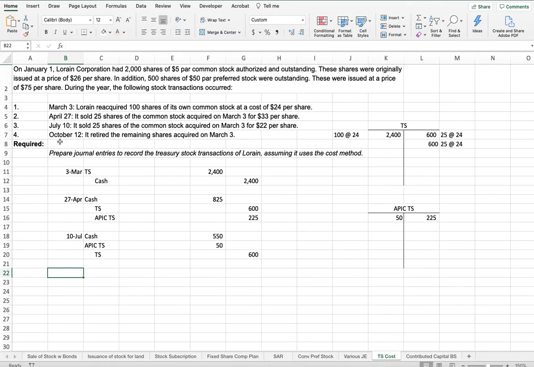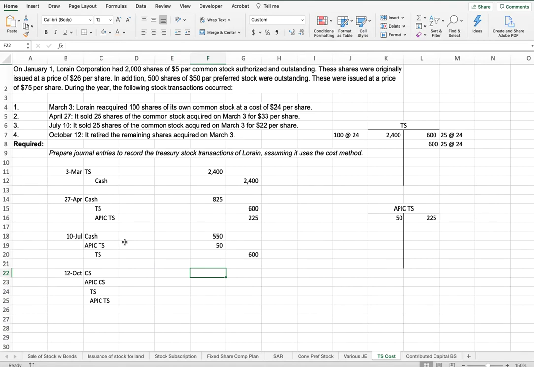Then, October 12th, we retired the remaining shares acquired on March 3rd. So of these 100 shares, we've resold 50 of them, so that means there's 50 shares left that we're going to retire. And they're retiring, meaning that they're no longer going to be available in common stock or treasury stock. So we're going to debit common stock, debit additional paid-in capital common stock, and then we'll credit treasury stock and the APIC for treasury stock.